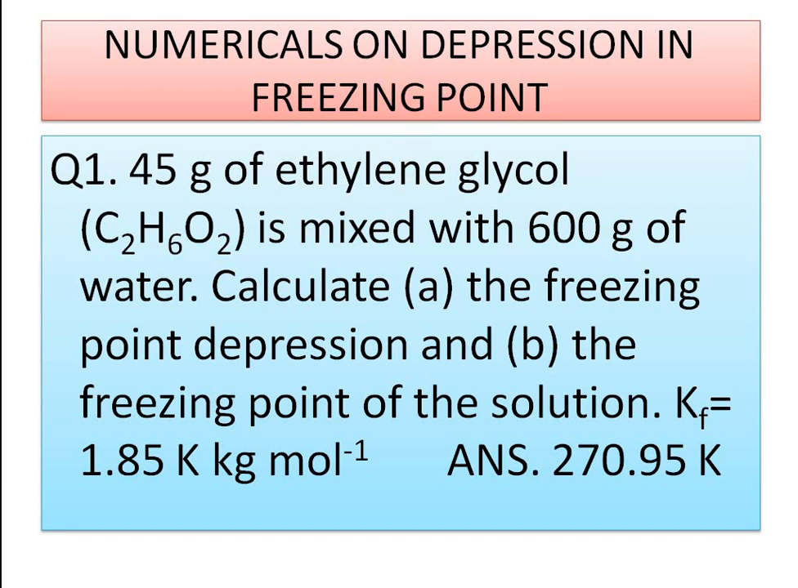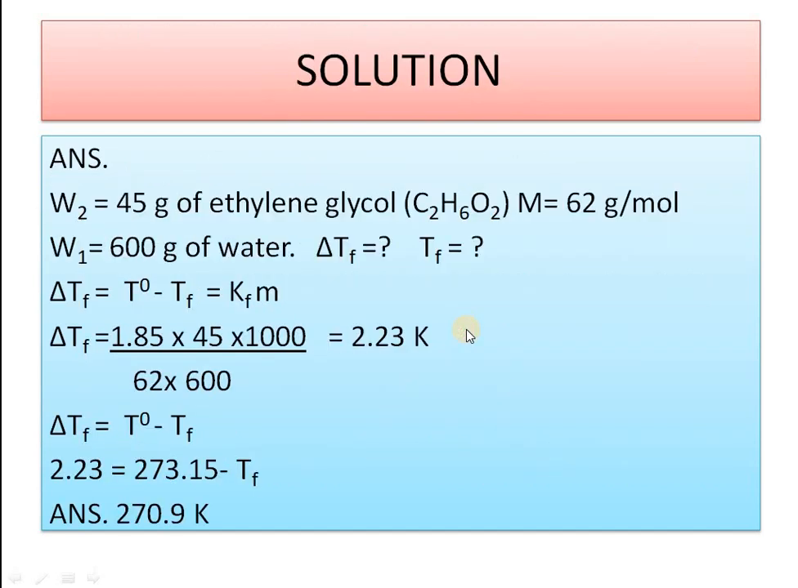45 gram ethylene glycol is mixed with 600 grams. So it is solute, it is solvent. And freezing point depression, it means delta TF you have to calculate in the freezing point of the solution. We know we can solve that. It's an easy question. Let us see how. So delta TF is equal to Kf into m. Okay. So delta TF, 45 gram W2, and molecular mass we have to calculate. You should know the formula and substitute and get the answer.